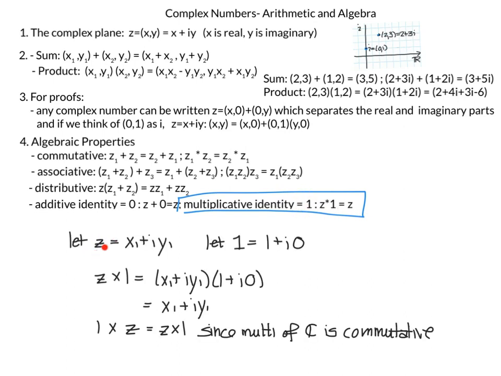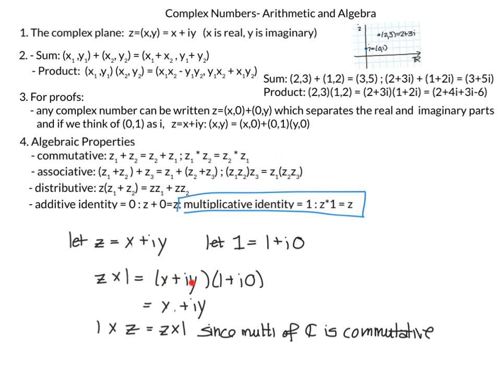So I'll let z equal x1 plus i y1. Actually, I didn't even have to put the 1s. I could have just said x plus iy. And I will let 1 equal 1 plus i times 0. So there's no complex portion of 1. And I'm going to see what z times 1 is equal to.